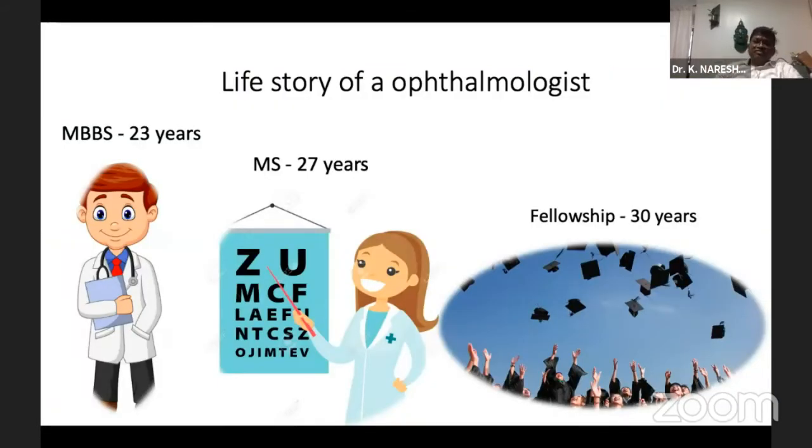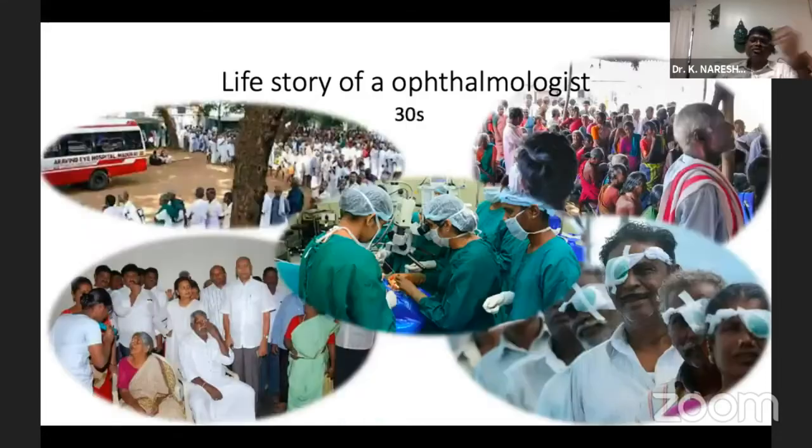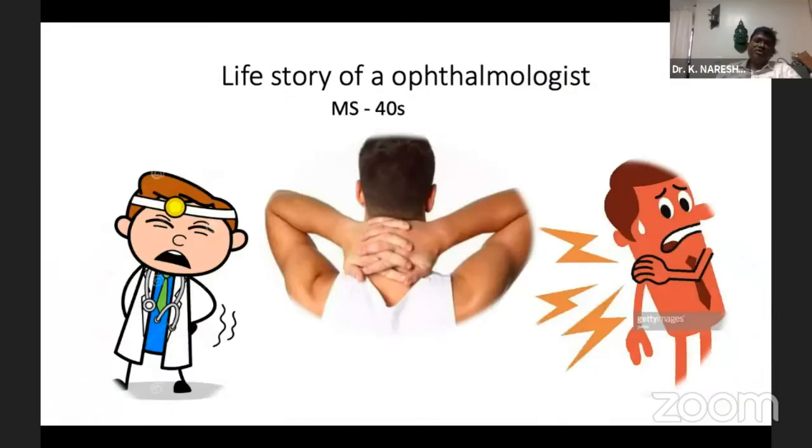So this is the first slide to make. When you take the life of an ophthalmologist, you become MBBS at 23, maybe if everything is fine, MS at 27 years, fellowship at 30 years, and then you start doing high volumes in your 30s. And what happens in the 40s? With your poor positioning while operating with the analog microscope, to underline, and your indirect ophthalmoscope, you'll be having back pain, neck pain. And you feel like retiring at the age of 40, or you will become less productive.